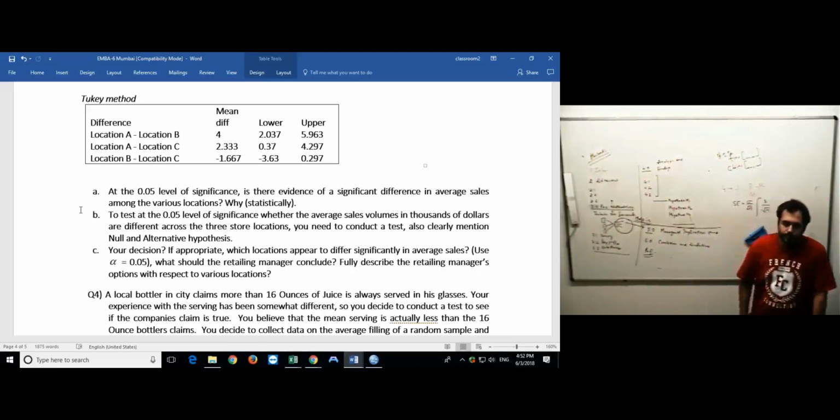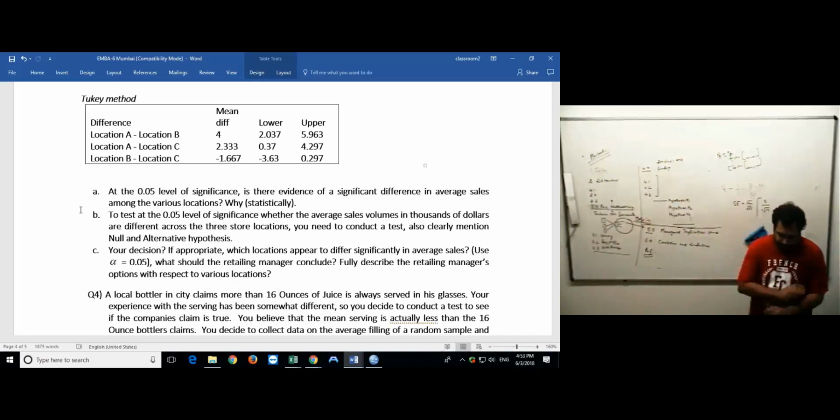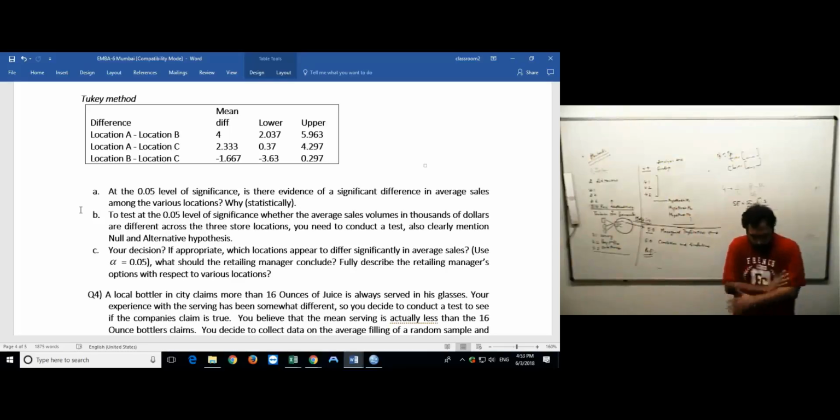Yeah. No, in ANOVA it is always the same. Right? Sure? No, sir. In your decision, if appropriate, which locations appear to be different, significant average. So we will say that A and B locations, and A and C locations are different that way. They are significantly different, but B and C are not significantly different. Not essential, not essential. It may happen that all three are identical.